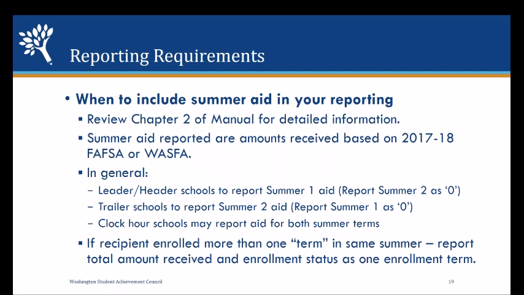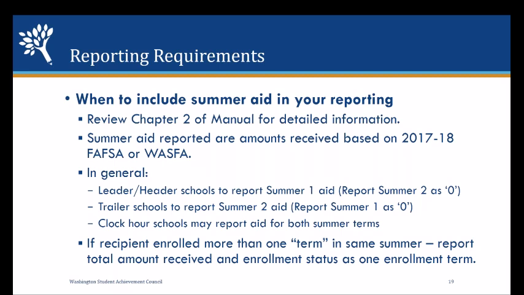Summer aid is reported on amounts received based on the 2017-18 FAFSA or WASFA. So in general, leader or header schools should report Summer 1 aid, and Summer 2 should be reported as 0. Trailer schools, the reverse. You report Summer 2 aid, and Summer 1 should be reported as 0. Clock hour schools may report aid for both summer terms.